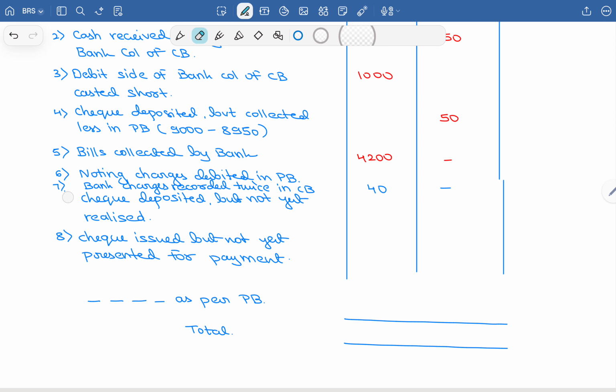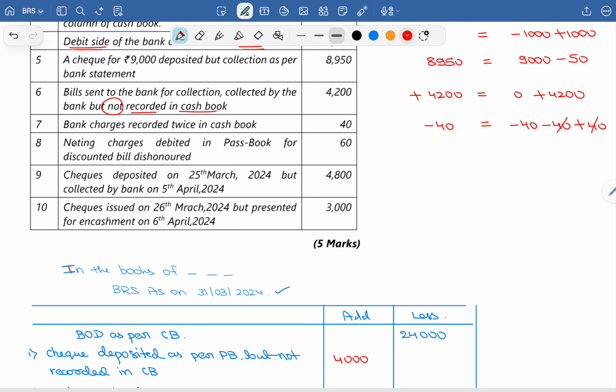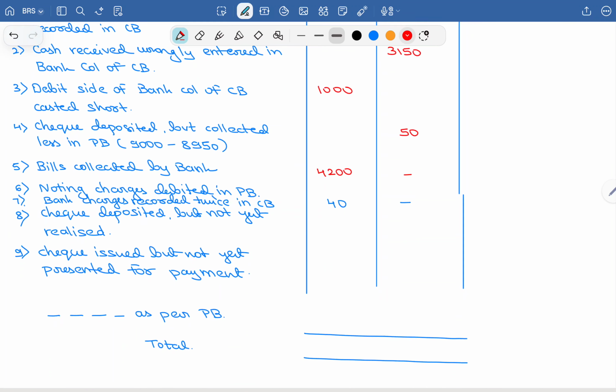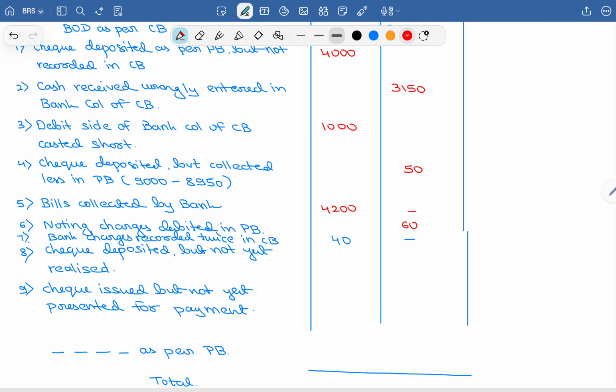Okay, I will make changes to the serial numbers. This is 8. This is 9. Okay, next. Noting charges debited in passbook for discounted bills of exchange. Noting charges is the expense. My passbook balance has decreased by 60, but no entry in the cash book, so in the cash book also I have to deduct 60. So noting charges 60 rupees.